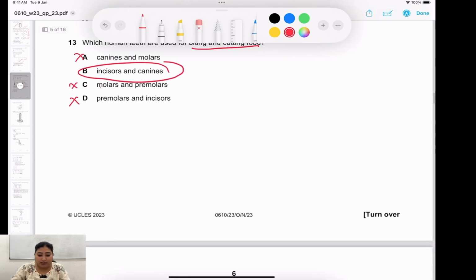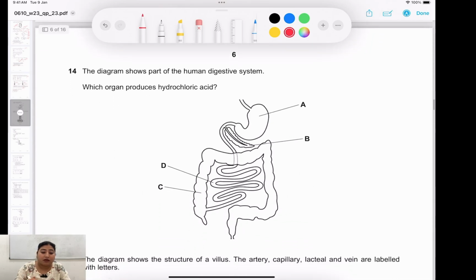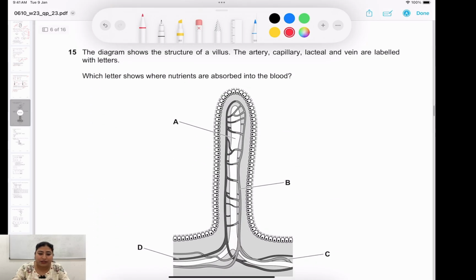Okay, let's move to question 14. Very easy question. Which organ produces HCl? You don't have to go directly to the second line, you have to also read the first line. The diagram shows part of the human digestive system. Which organ produces HCl? As we all know, your stomach is where HCl is produced, and the cells of the stomach produce your HCl. So the correct answer is A.